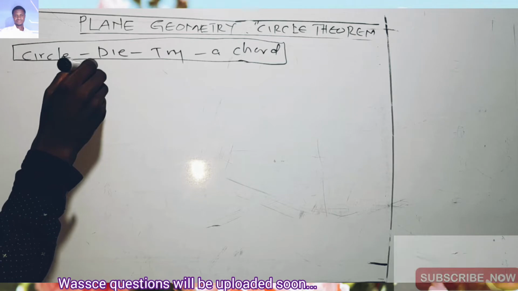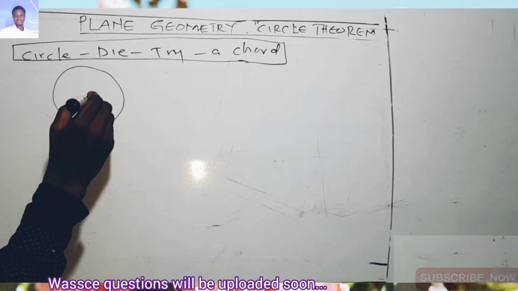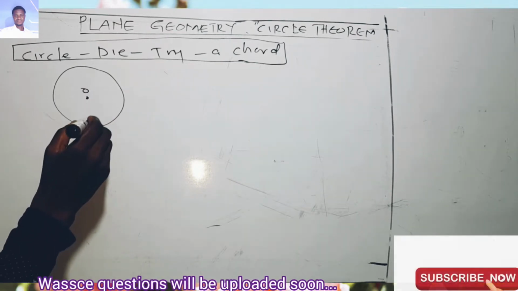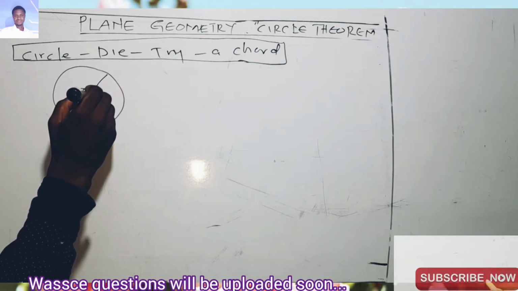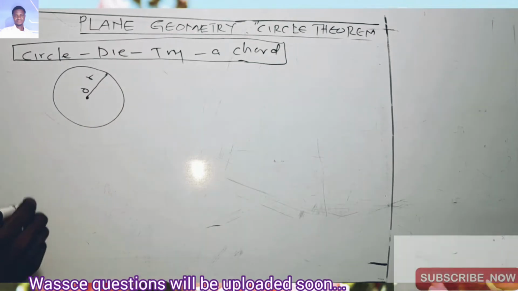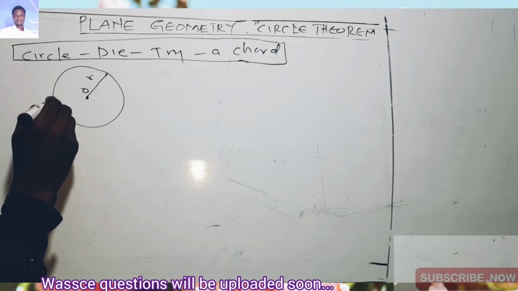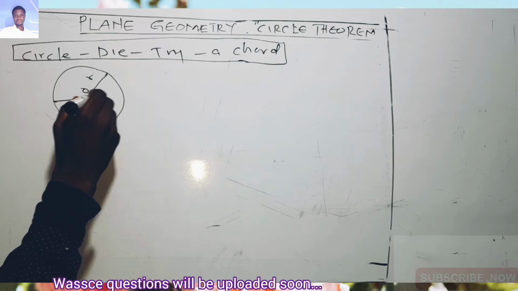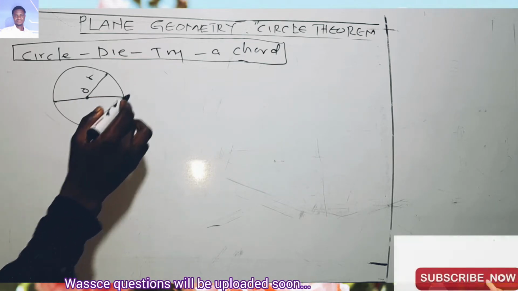If this is a circle, we know the circle has a center, which sometimes can be represented by O. Any line from the center to the circumference is our radius. Now, any line you draw through two radii, this is a radius, and that gives you a diameter. So the diameter is anything that divides the circle at the center into two.